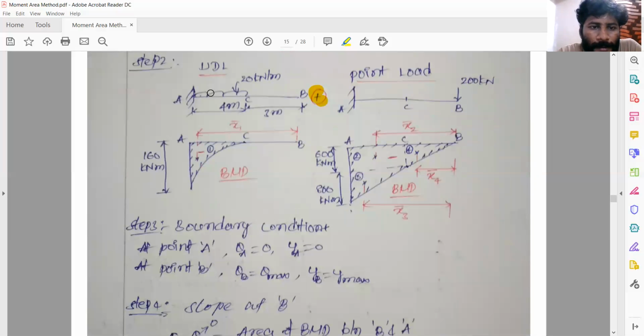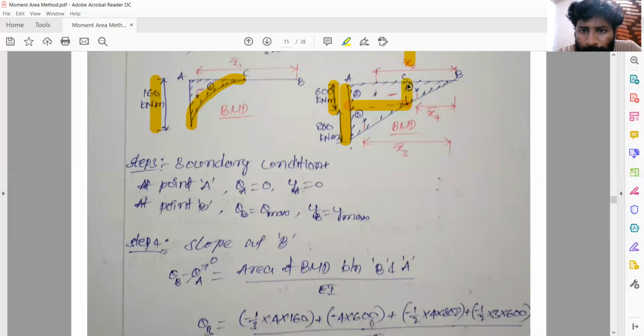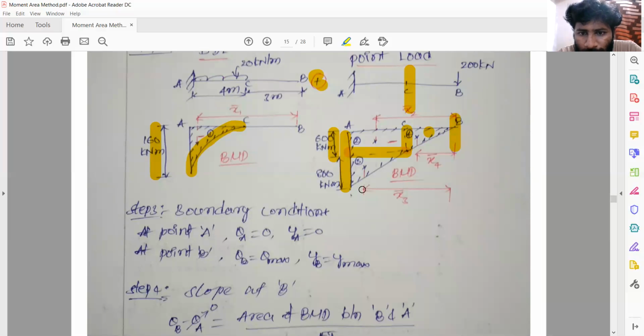Whatever this UDL is, for that UDL I'm writing the bending moment diagram here. It is a parabolic spandrel. We know that 20 into 4 into 4 by 2 will be 160 kilonewton meter. And here the point load: 200 into 7 is 1400 in total. If you are taking it here, 200 into 3 is 600. That's what 600 is written here. So the centroid of each individual area about B gives X2 bar and X3 bar.